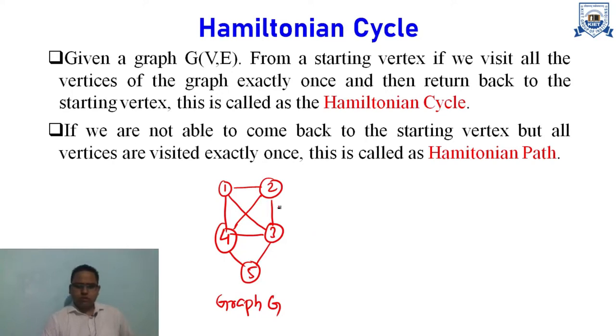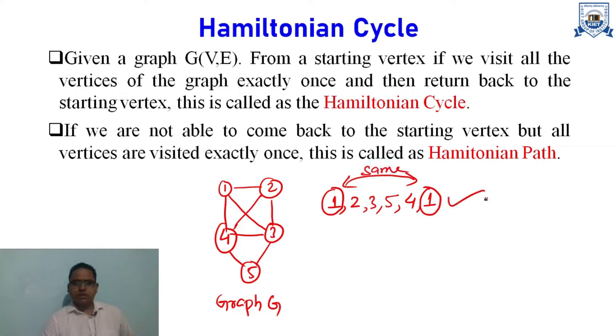So let's start with node 1. Okay, we can go to node 2. Yes, again from node 2 we can go to node 3. From node 3 we can go to node 5. From node 5 we can go to node 4, then we can again come back to node 1. Here you can see we have traversed each and every node. All the nodes are traversed, and the starting and the ending are both the same. So that means a Hamiltonian cycle exists. There can be many Hamiltonian cycles for a given starting vertex. Okay, so this is the thing.